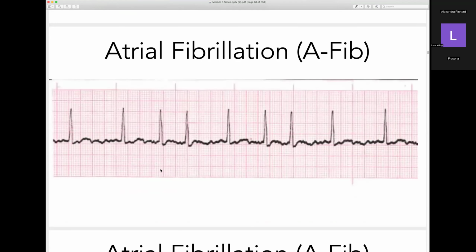Then we talked about atrial fibrillation or AFib. So we talked about how this is not a sinus rhythm. Okay, there is not a P wave in front of every QRS. Actually, you cannot identify a P wave.